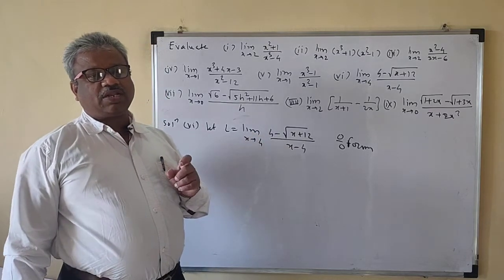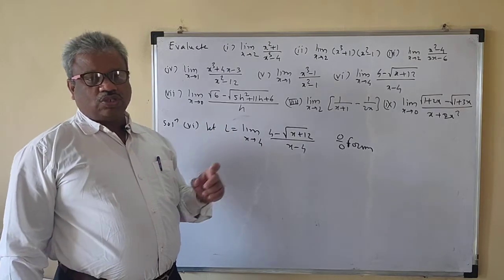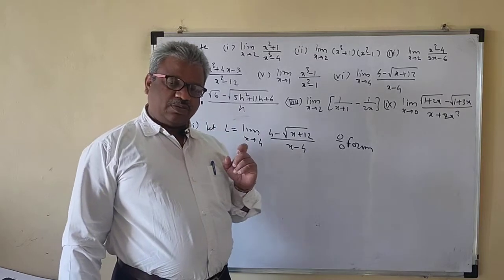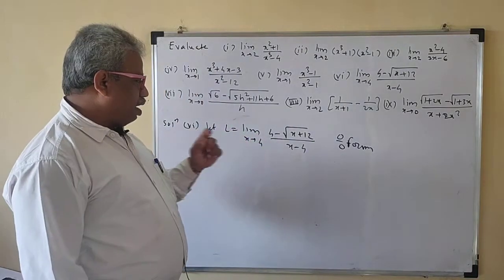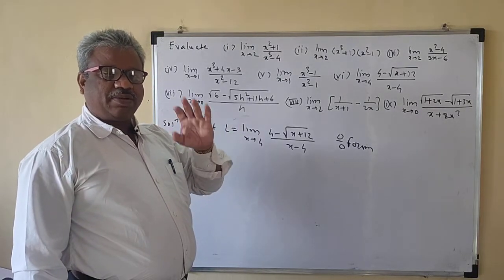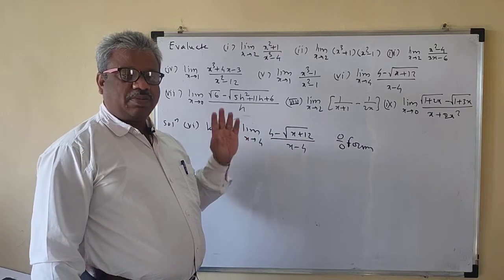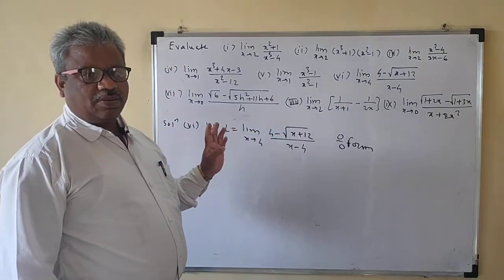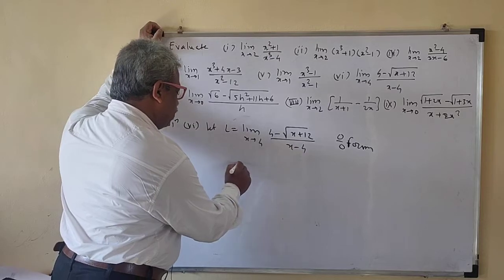To rationalize the numerator means what? You have to multiply and divide by the conjugate of the numerator. Conjugate means, if there is a plus b, the conjugate of a plus b is a minus b, and the conjugate of a minus b is a plus b. So you have to multiply and divide by the conjugate. If you multiply and divide by the same number, then the quantity will be as it is. You are dividing and multiplying simultaneously, so your function will be as it is.